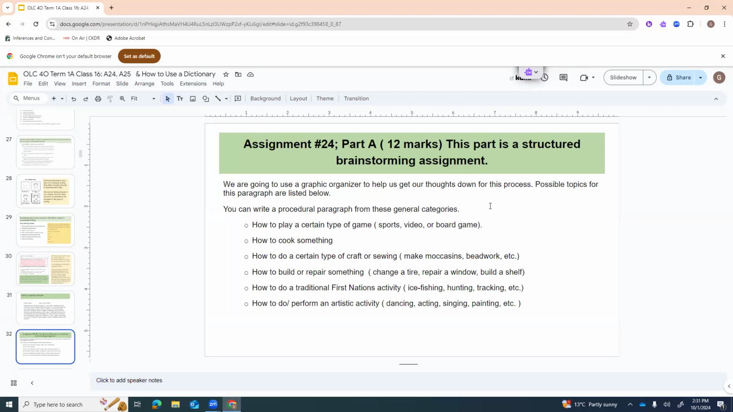How to play a certain type of game, sports, video games, board games. How to cook something. How to do a certain type of craft or sewing, like making moccasins or doing beadwork. How to build or repair something, change a tire, repair a window, build a shelf. How to do a traditional First Nations activity, ice fishing, hunting, tracking. How to do or perform an artistic activity.